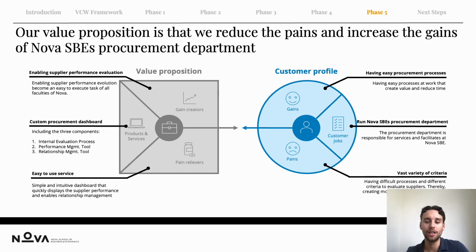On the right, you can now have a look into the customer profile of Nova Procurement, which basically shows the gains, pains, and customer jobs. And the gains are that they basically have an easy procurement process, which reduces time and creates value. The customer job that needs to be done is that they need to run, of course, the procurement department and are responsible for services and facilities at Nova SBE. And the pains are that they have a vast variety of criteria which they need to evaluate the suppliers on.